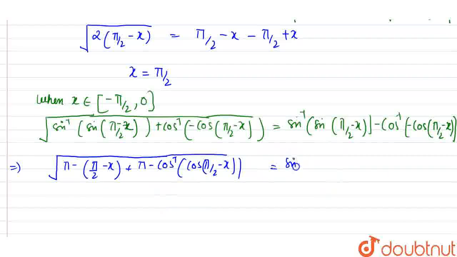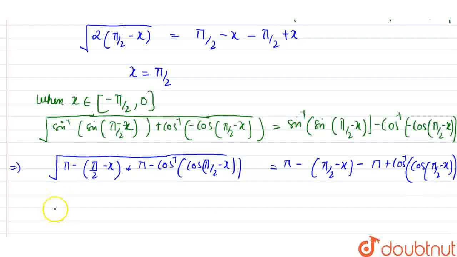Okay, let me write it for you. Actually what we are going to do, we have to change this thing, right? Again here it is minus. So now we have to change this also in the same way as we did on the left hand side. So now it is going to be pi minus pi by 2 minus x, minus pi plus cos inverse, and here it is our same thing, which is cos pi by 2 minus x, right guys?